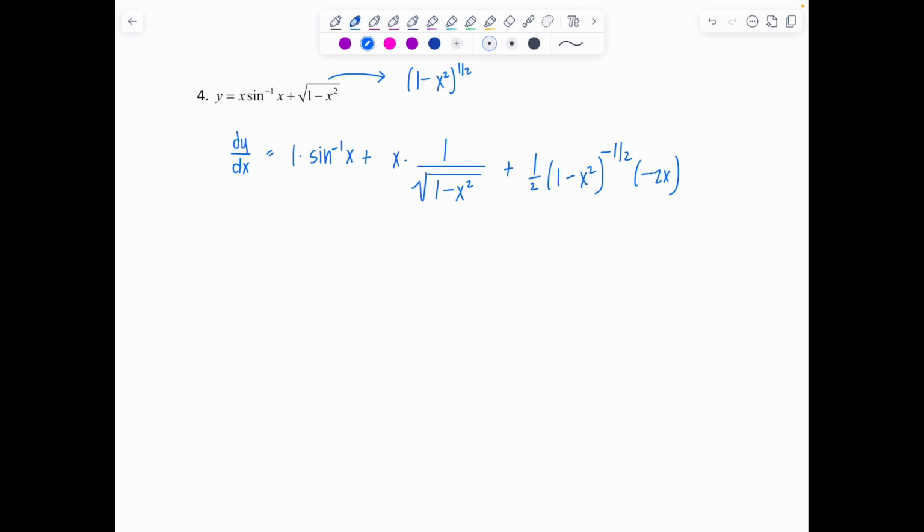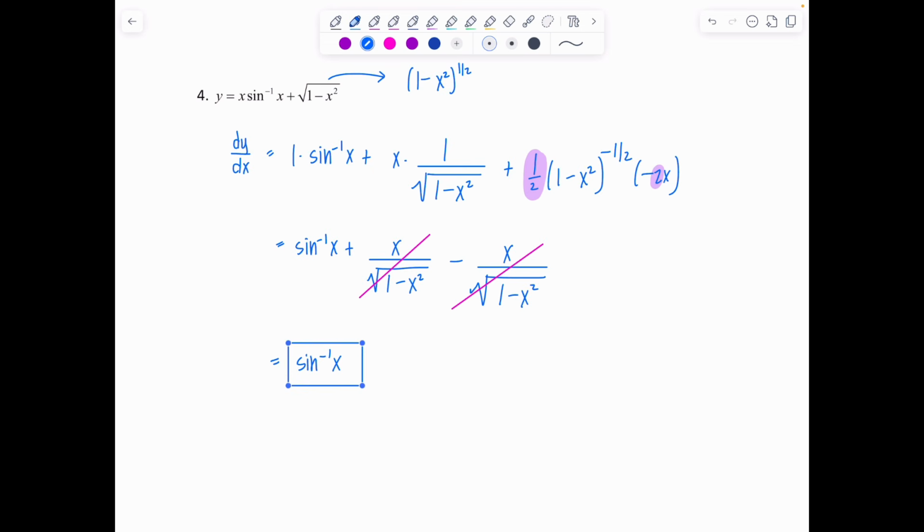All right, calculus is done. Now we clean up. So this is sine inverse of x plus x over square root 1 minus x squared minus, do you see this 1/2 and 2 will cancel? So then I'm just left with x over square root 1 minus x squared. How beautiful. Who sat there and made sure these two terms would cancel in such a satisfying manner? Oh my. So the derivative is just sine inverse of x. Lovely. Okay. Good, good.